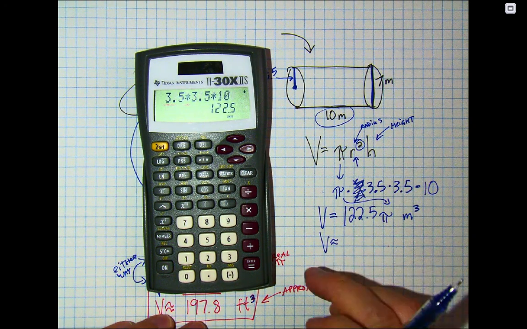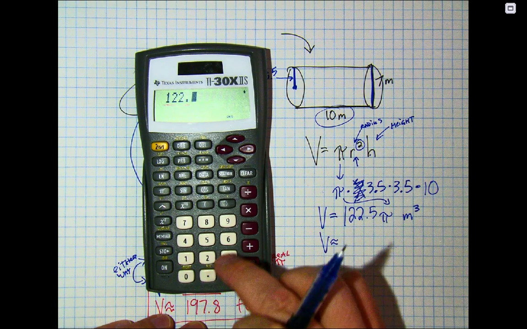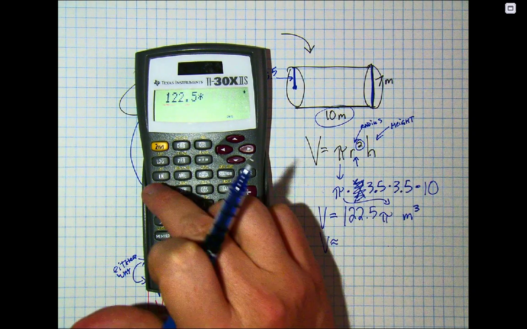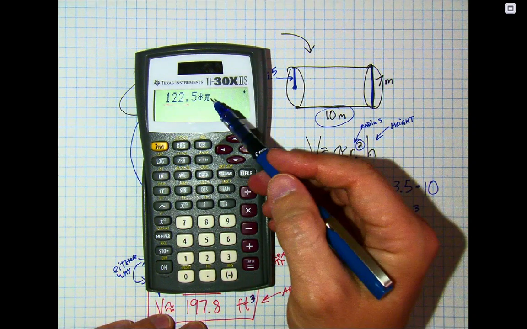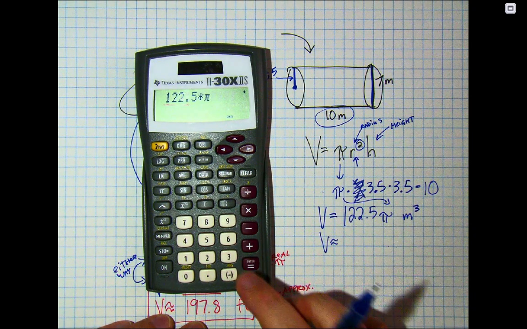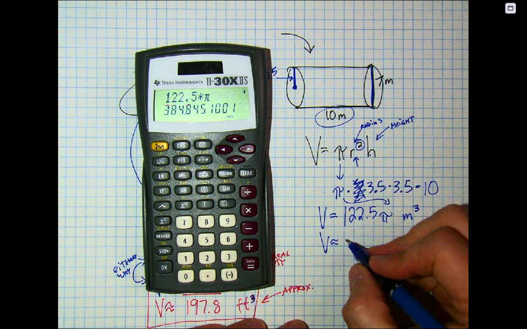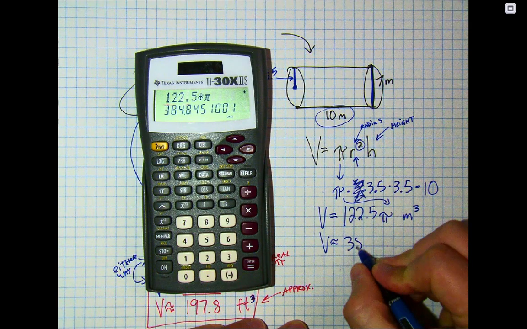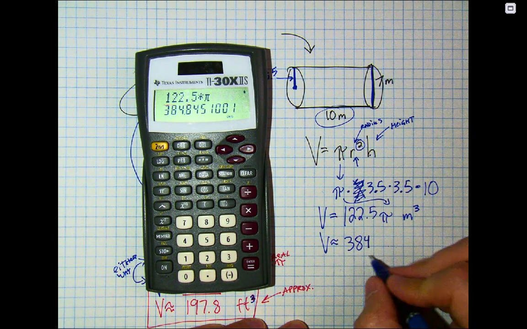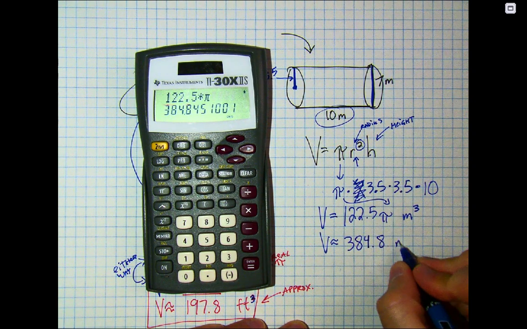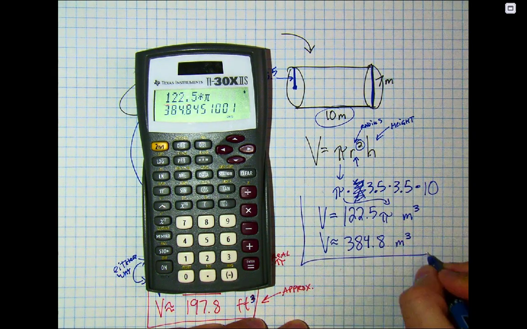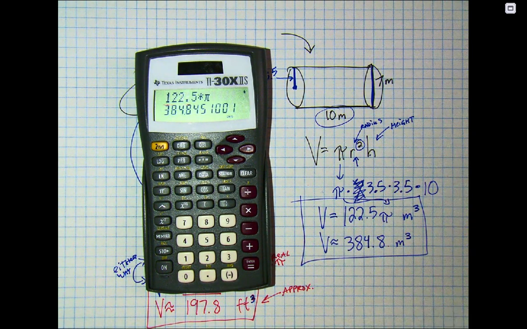Or if I wanted to give an approximation of that, I would do 122.5 times pi. It's always better, if you can, to use the pi button if it's there, because it's more accurate. 384, and how would I round that? I'd round that to 384.8 cubic meters. Either one of these would be a good answer. Just depends on what the directions say and how you're being asked to give your answer.